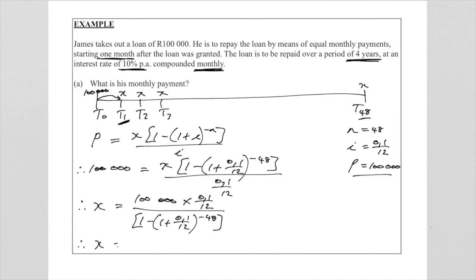And now, when you use your calculator, you will hopefully agree with my answer of 2536.26. So the monthly payment, that was the question, what is the monthly payment, will be 2,536 Rand and 26 cents. So now we are ready for the B part of this question.